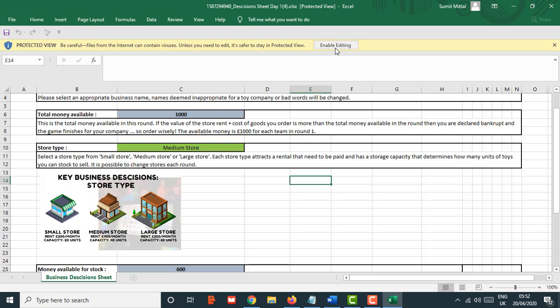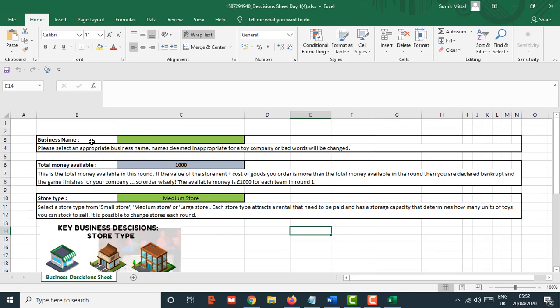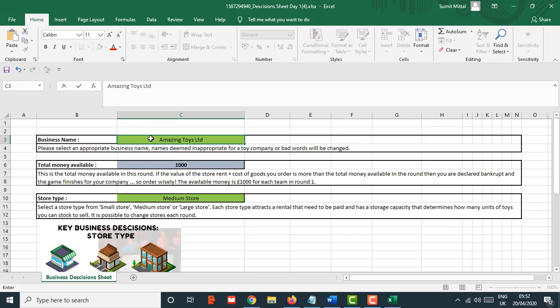So I'll have to click enable editing, otherwise it won't let me change the cells. The first thing to do is the business name. So let's put Amazing Toys Limited. You can obviously choose your own name, but choose something appropriate.